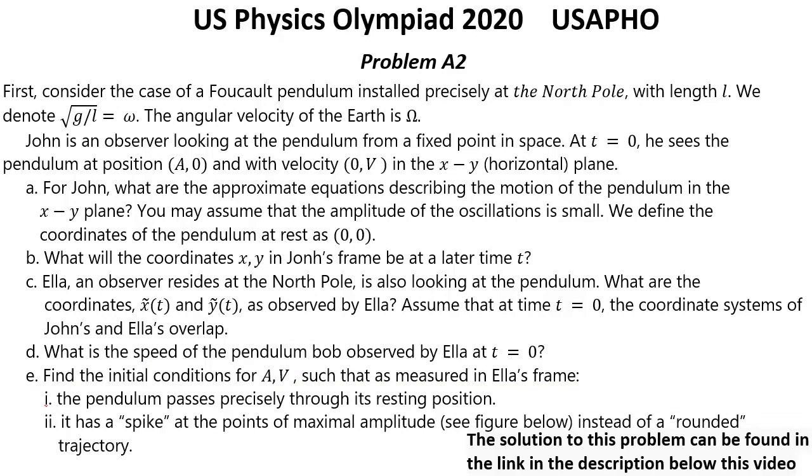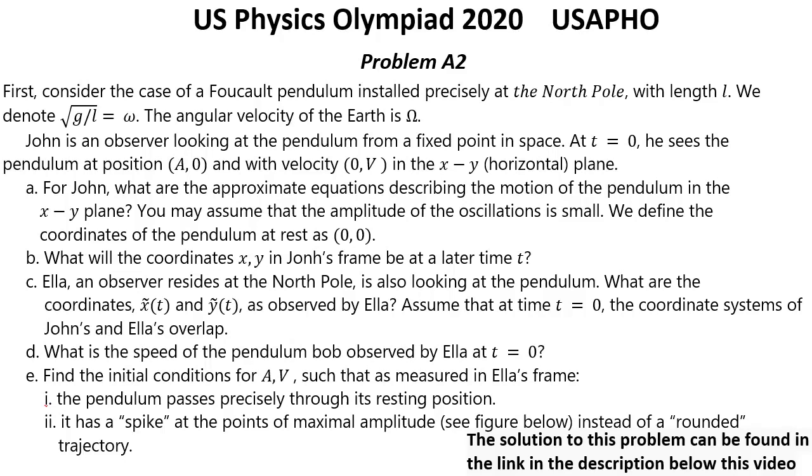First, consider the case of a Foucault pendulum installed precisely at the North Pole with length L. We denote square root of g over L equals omega. The angular velocity of the Earth is capital Omega. John is an observer looking at the pendulum from a fixed point in space. At t equals 0, he sees the pendulum at position A, 0 and with the velocity 0, v in the xy horizontal plane.